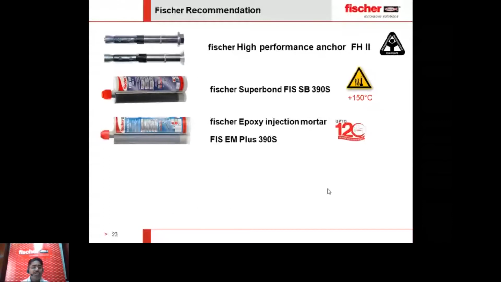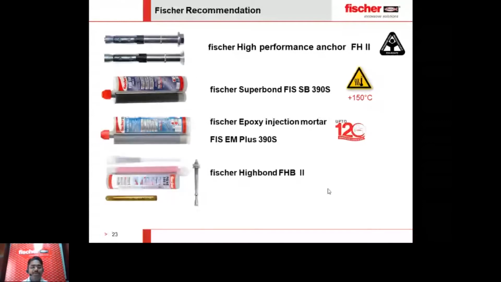And last but not least, I'm just limiting the anchors to the most superior and most advisable for this particular application, which is the Fischer high bond anchor. It's a high strength anchor in terms of chemical, and it really requires less edge distance and less spacing if you are doing design for some other cases as well.